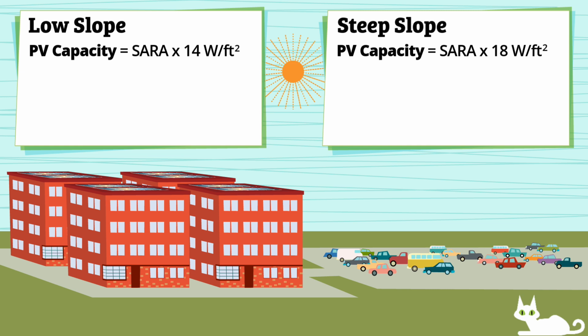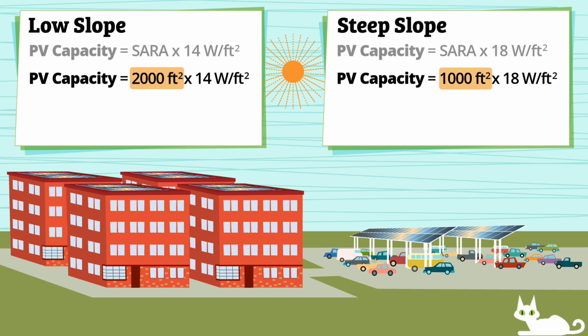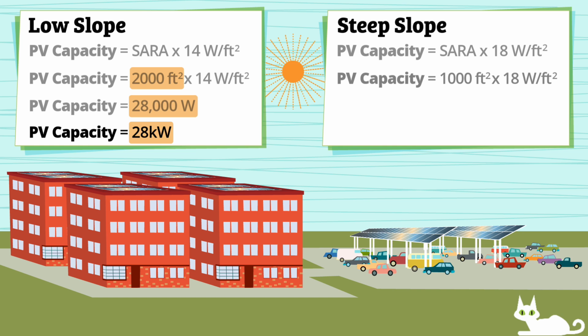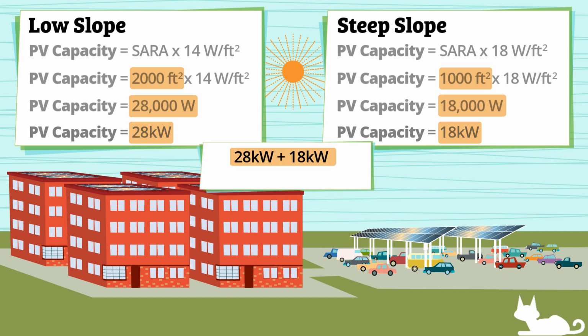In this example, a multifamily building in Los Angeles has 2,000 square feet of low-sloped usable roof space that receives sufficient sunlight, and 1,000 square feet of steep-sloped usable roof space receiving sufficient sunlight. First, we take the low-sloped SARA of 2,000 square feet, multiply that by 14 watts per square foot, and get a PV capacity of 28,000 watts, or 28 kilowatts. Then we take the steep-sloped SARA of 1,000 square feet, multiply that by 18 watts per square foot, and get a PV capacity of 18,000 watts, or 18 kilowatts. We then add these two ratings together for a total PV capacity of 46 kilowatts.